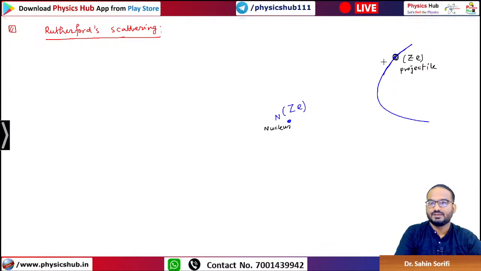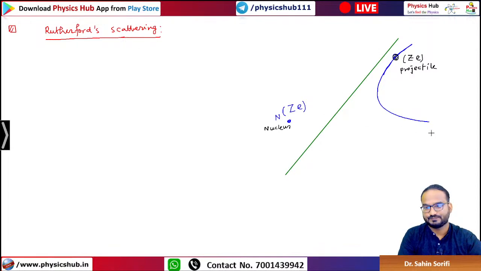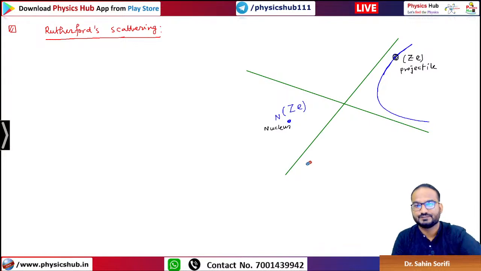So as you can see, this is your initial direction. Now this projectile, after being scattered, changes its direction. Instead of going along this direction, it is going along this direction. Understood? So we are showing the direction along which we are conducting the experiment.